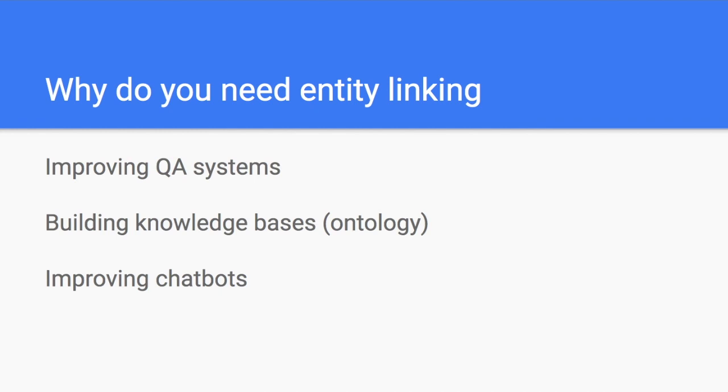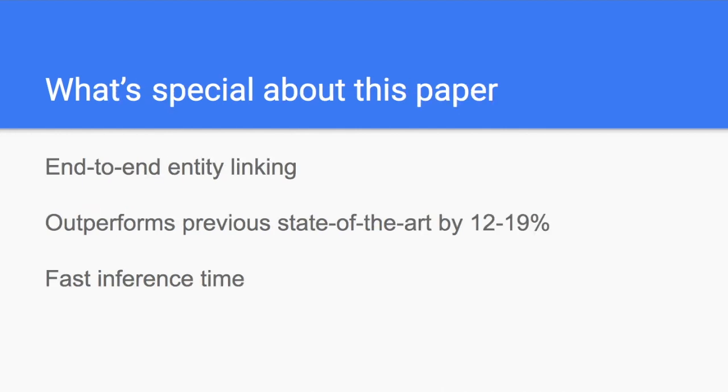First, if you use entity linking, you can usually improve your question answering systems by a large margin. It's also a very nice tool to build up your knowledge bases, or you can say ontology. And more importantly, you can also improve your chatbot. In fact, these three things are highly related. So entity linking is a very important topic if you want to implement one of these, and it will help you to build a more robust system.